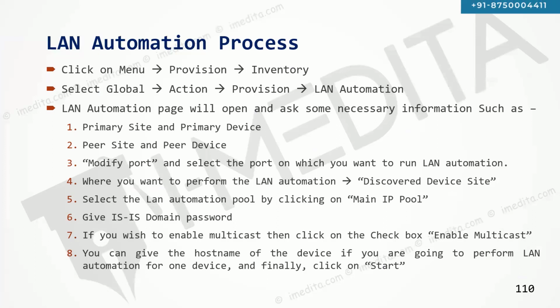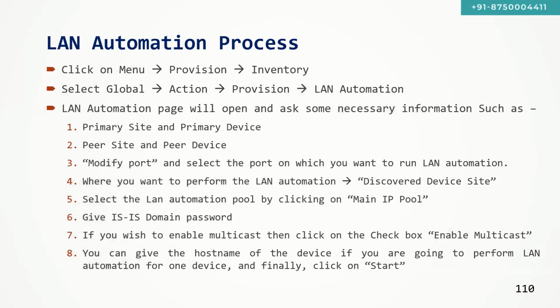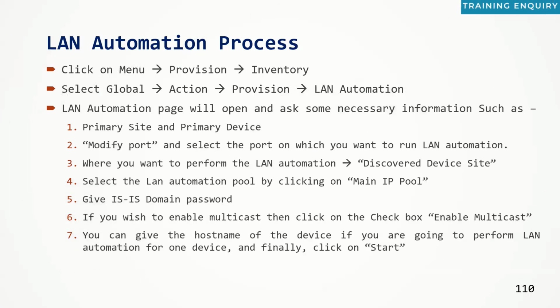Peer site, peer device basically means that when we have transits and we have to configure one device with the other, that option was there, but this is no longer available now. So we need to configure the primary site, where is our primary location where we wish to start the LAN automation process, what is our seed device, the ports.